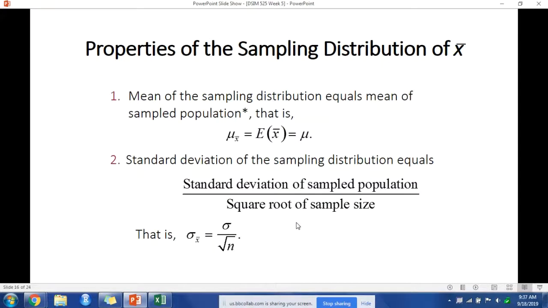So, properties of the sampling distribution of x bar, or sample mean. If it is unbiased, then the expectation of our sample mean should be equal to the true population parameter of population mean. To find the standard deviation of the sampling distribution, we have to take our standard deviation and divide by the square root of our sample size.